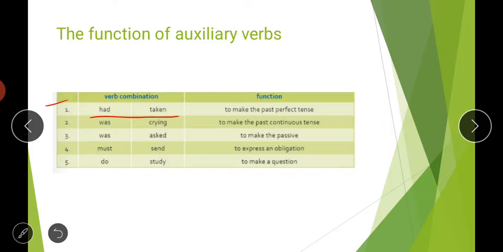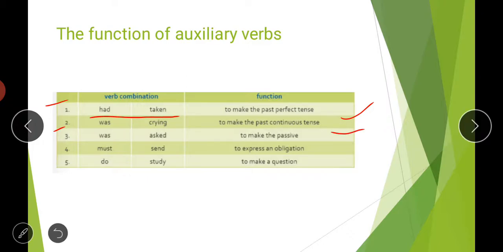We have done tenses here, present, past, and future tenses, and then the four kinds of each of those tenses. So past perfect tense, if you remember, the rule to make past perfect tense was had plus the third form of the verb. So here we are using had taken. Taken is the third form or the past participle form of the verb. That is why here had taken is used to make the past perfect tense. Then the second one, was crying, is the verb combination here. Crying means cry plus ing. So we are using the ing form, and the helping verb we are using is was, which we use in past tense. So this is used to make the past continuous tense.